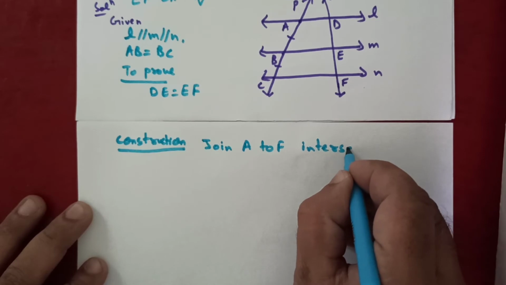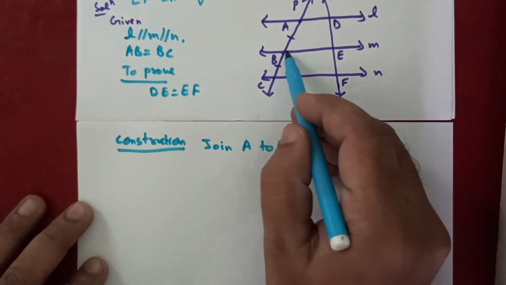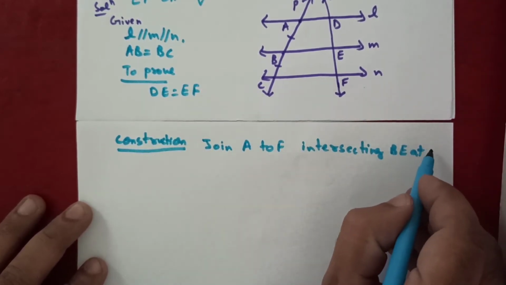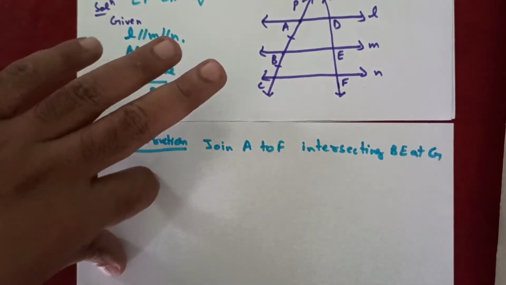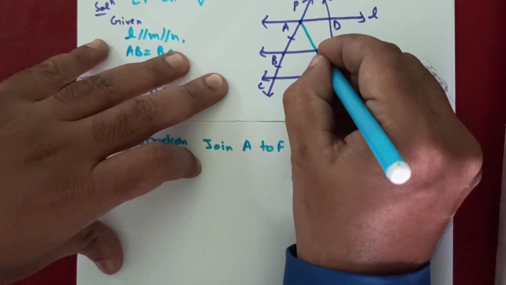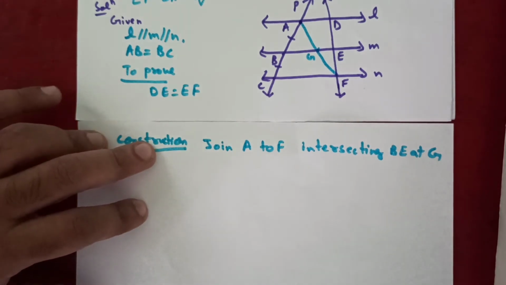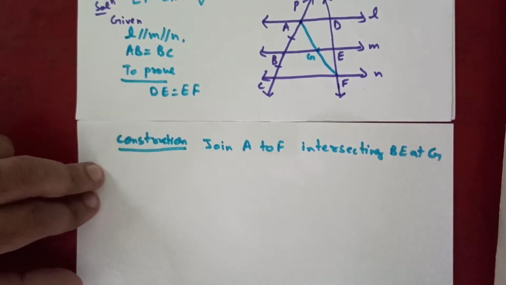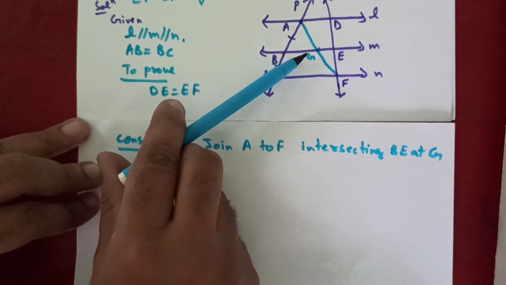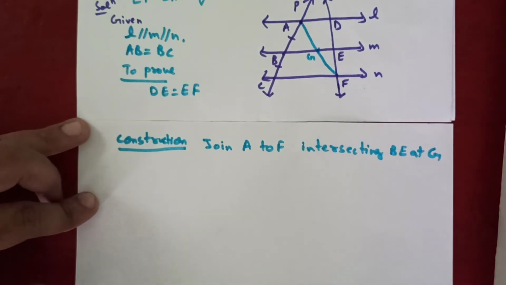intersecting the line segment BE at, say, G. If I join this A to F such that it is intersecting the line segment BE at G. This is vertex A, this is vertex F. I have joined vertex A to F. This is the construction and it is intersecting the line BE at G. I have named this point of intersection as G.